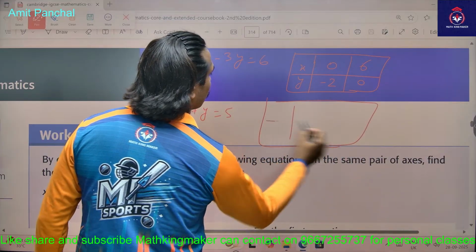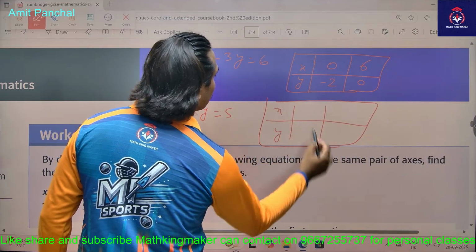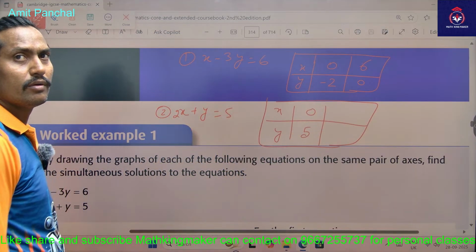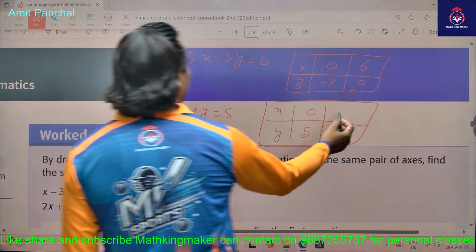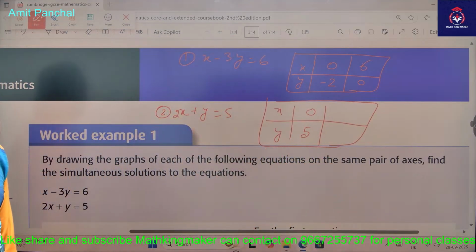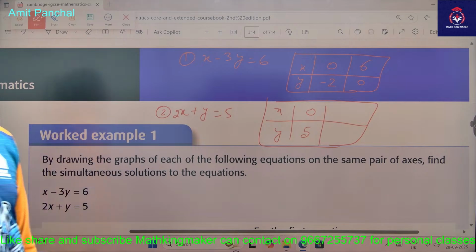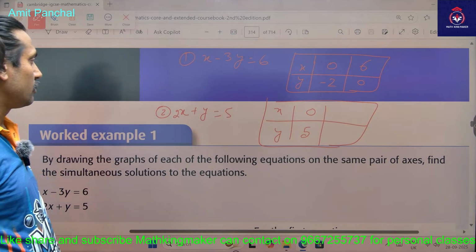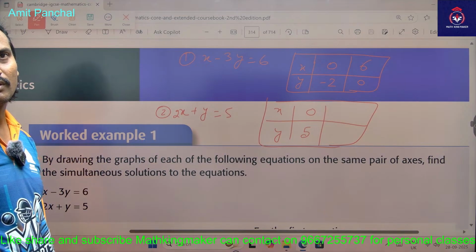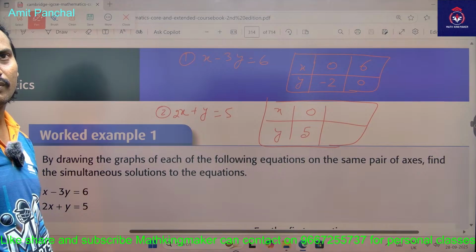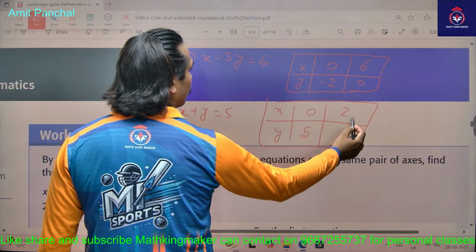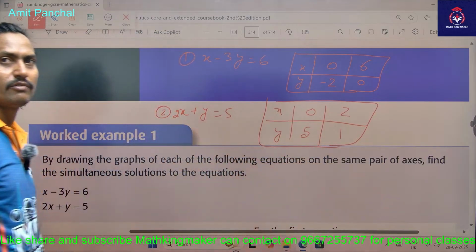X is 0, so y will be 5. And x is 4 and y will be 1. No. If x is 4, y will not be 1. If you put x as 4, so that will become 8. If x is 2, then y will be 1. So that will be the correct one.